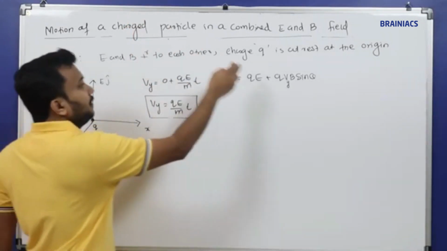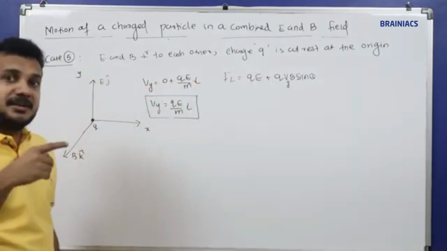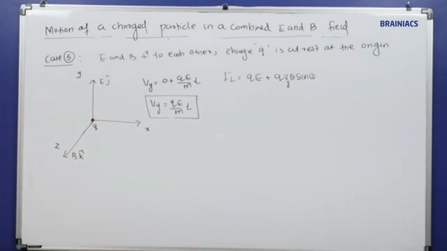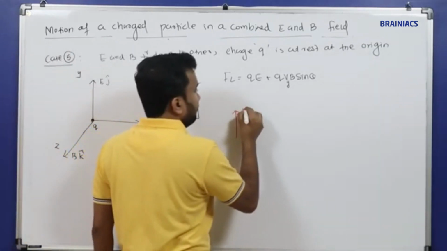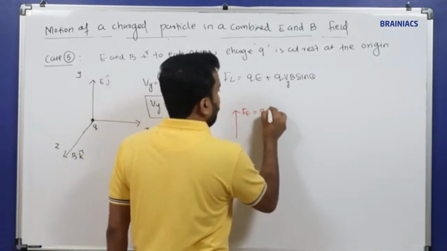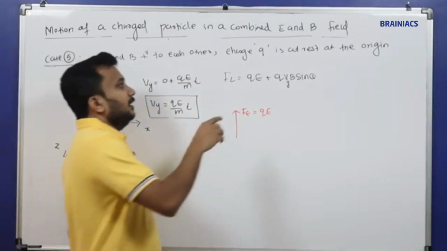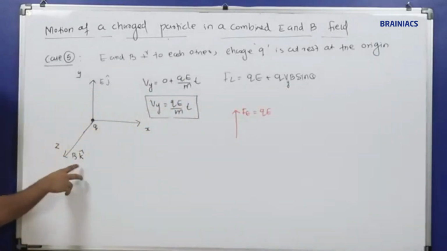Once it has started to move, velocity comes into the picture, and the velocity is in the y direction, so immediately the magnetic force will start to act. Now we have to see, there are two forces. One is the electrical force Fe, which is QE, very clear. The next one is the magnetic force. Here I am writing Vy, and the magnetic field is in the Z direction.